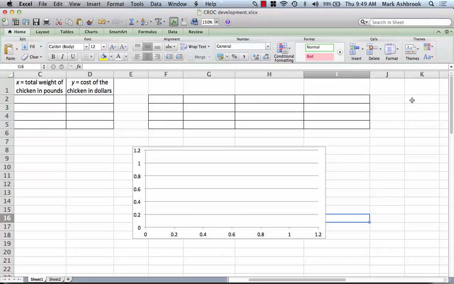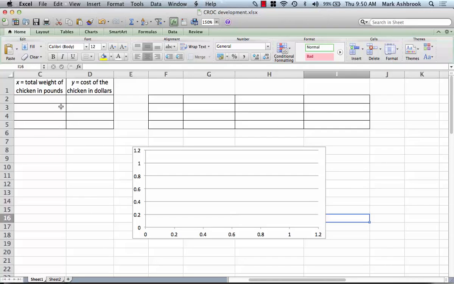Okay, so the setup here is we're going to whip up a really good chicken dish for a big date we've got coming up this weekend. So we have to go to the store and get some chicken, and the chicken costs $3 a pound in the store.